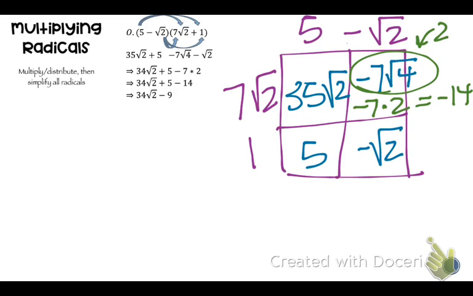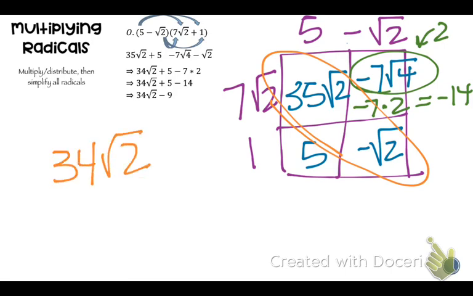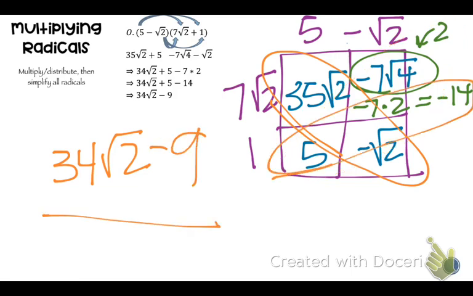Now we combine like terms. So we have our square roots. So that's going to be 35 square root of 2 minus square root of 2 is 34 square root of 2. 5 minus 14 is negative 9.